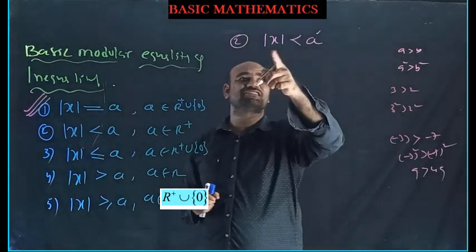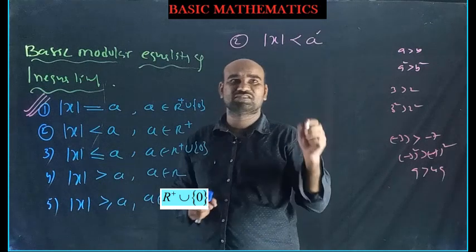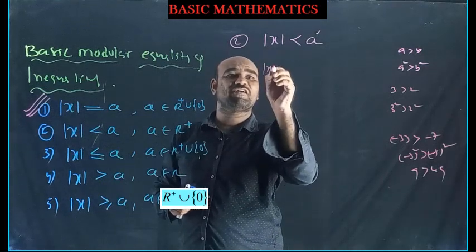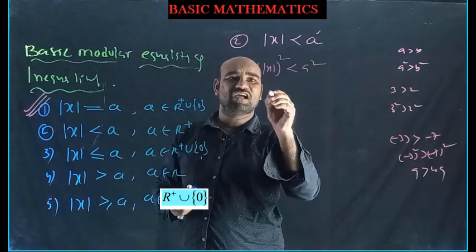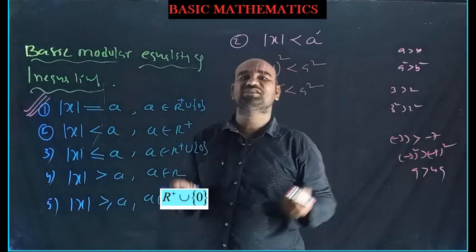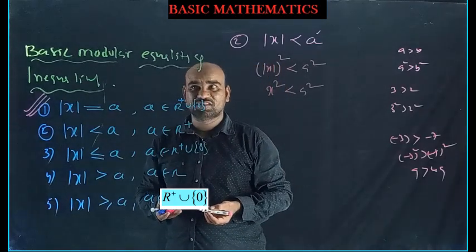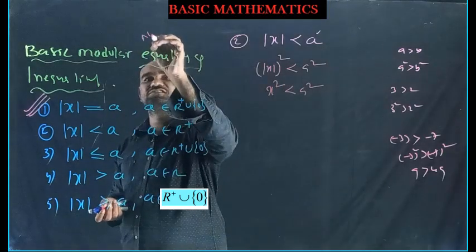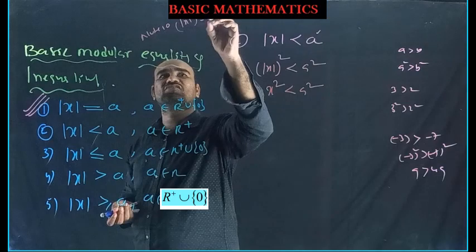Okay. But here I can square it, no problem, because this is positive, this is non-negative. So mod of x whole square is less than A square. I can write x square lesser than A square. Mod x whole square means x square. Another important property, remember it. You can write it somewhere as a note: mod x whole square equal to x square.